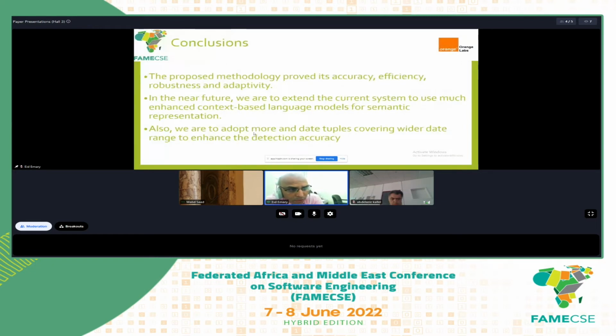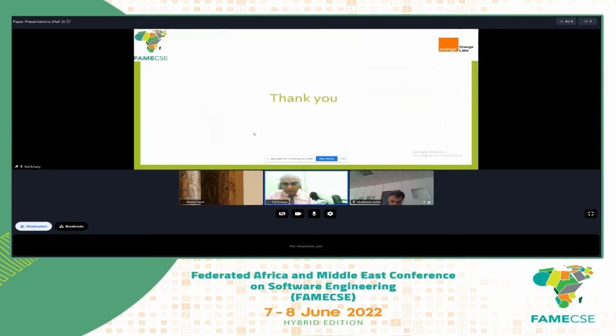Here we go to the conclusion. Our proposed system is, to some extent, very accurate and efficient, while being robust against noisy postings and so on. Also, it is adaptive, since we rely on an adaptive dictionary, as I highlighted. In the future, and we are currently working on this phase, we are to enhance our data detection module and scrape more and more data so that we improve the efficiency of our system. Thank you very much. That's all from my side.